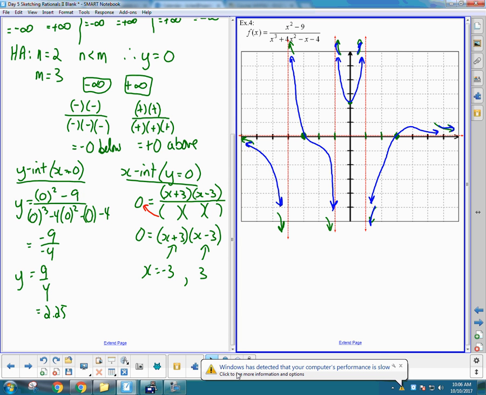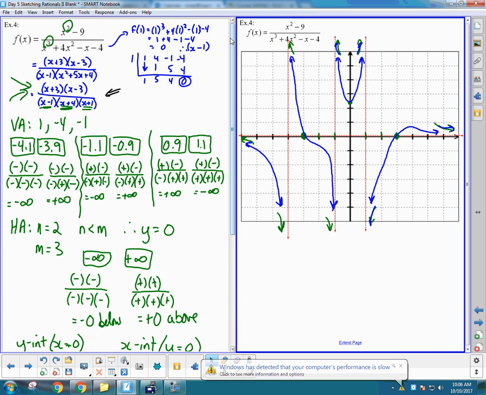And what I have now is a pretty good sketch of this pretty complicated function. And it does involve everything that we've done this semester.